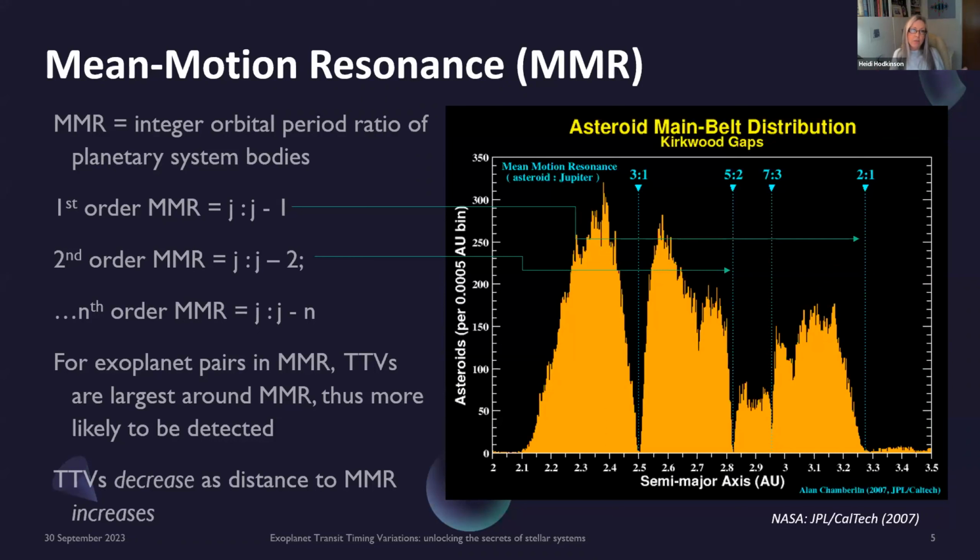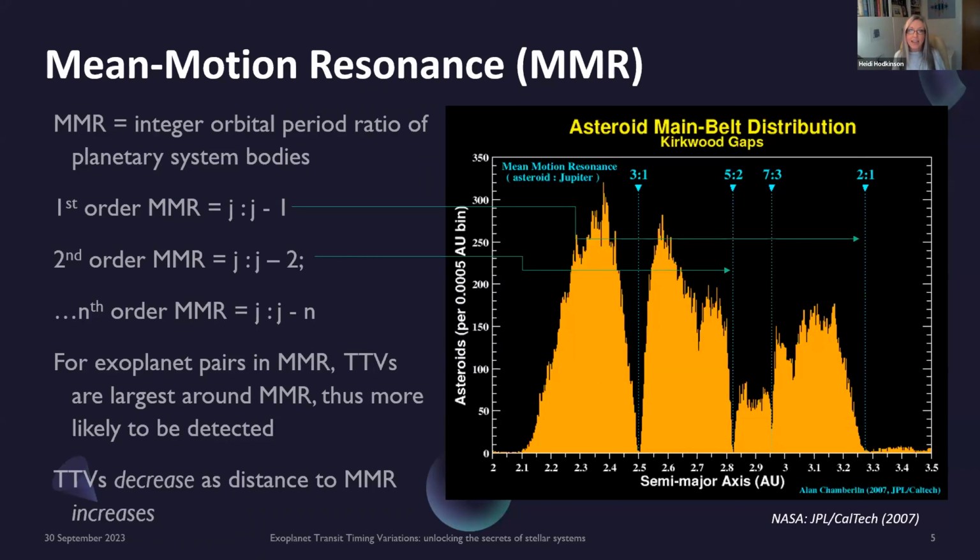Now, first order MMR simply means that the difference between those orbital periods is 1, so j to j minus 1. For example, that 2-to-1 MMR Kirkwood gap shown here. Second order MMR is a difference of 2, so j to j minus 2. For example, those 3-to-1 and 5-to-2 MMR Kirkwood gaps, and so on for higher orders.